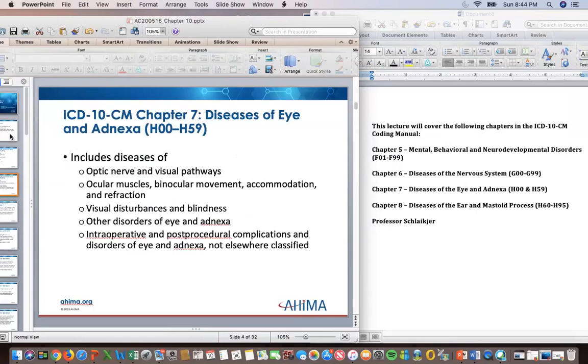So again, as I mentioned, there's just one page actually of coding guidelines for the eye and adnexa for the codes H00 to H59. So we have glaucoma, and they talk about assigning glaucoma. Number 1, the guidelines that cover that. 2, bilateral glaucoma with the same type and stage. 3, bilateral glaucoma with different types and stages also. So basically your guidelines are covering glaucoma, and then B covers the blindness.